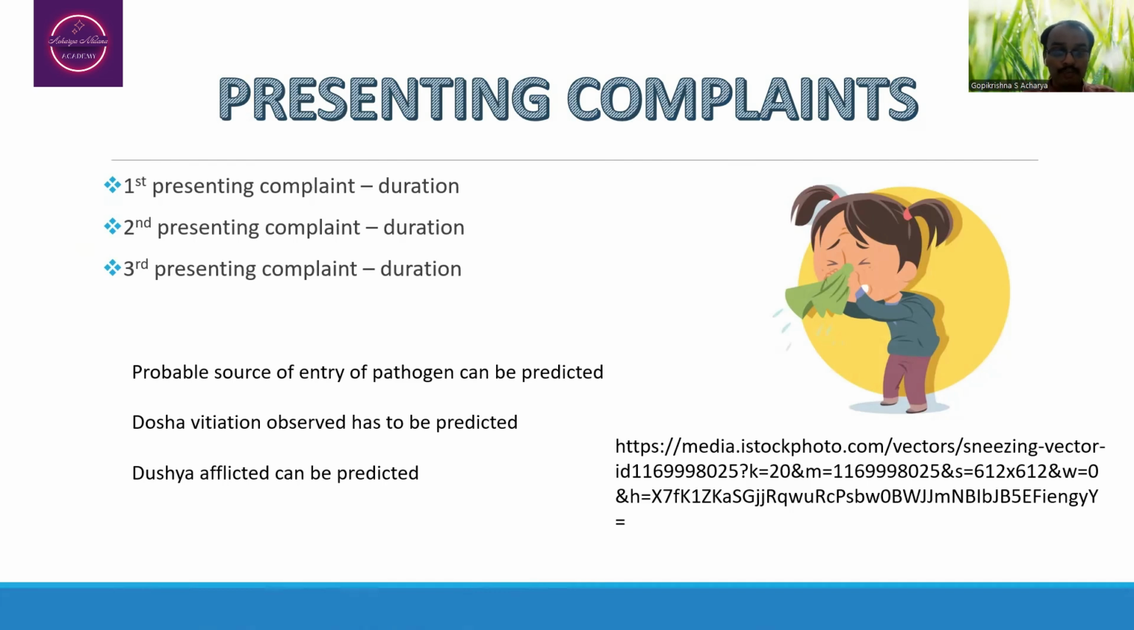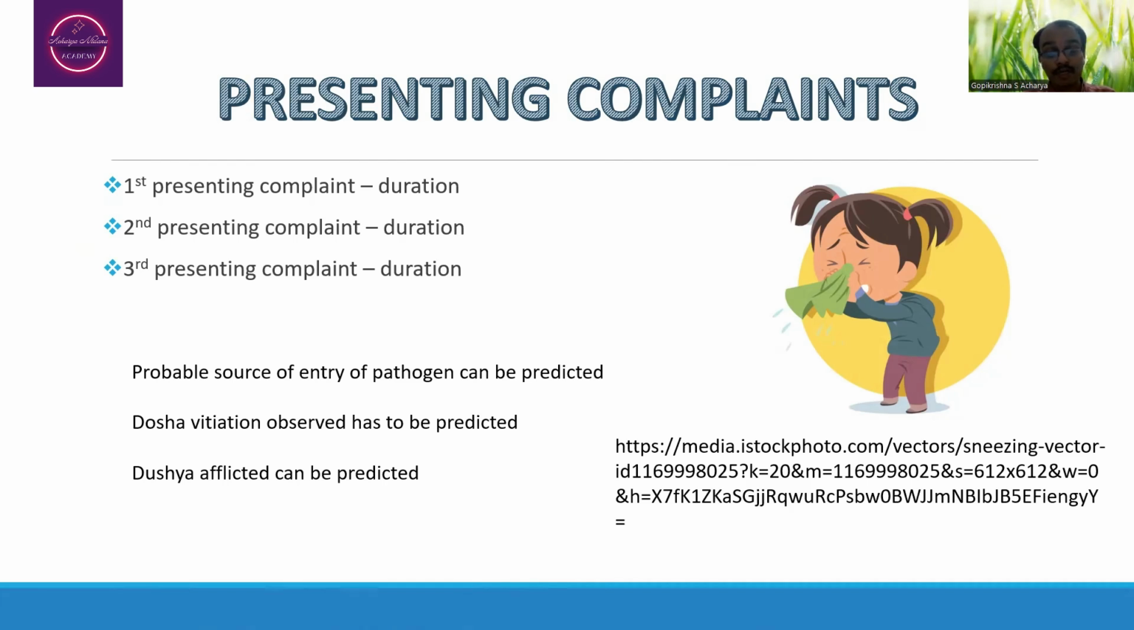Suppose in this particular image the person says sneezing is present, the second presenting complaint could probably be cough. The third presenting complaint could be sputum. So that should be mentioned in the same chronological order: sneezing, cough, and sputum. In that situation, we can predict the possible source of entry of the pathogen could be the nose. Dosha vitiation, in that situation, we can identify Vata initially, followed by Kapha dosha vitiation.